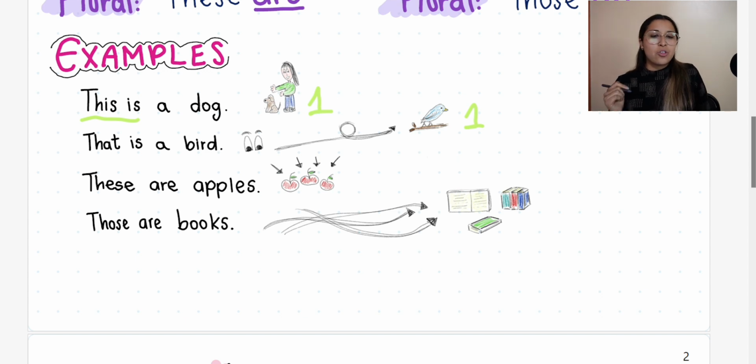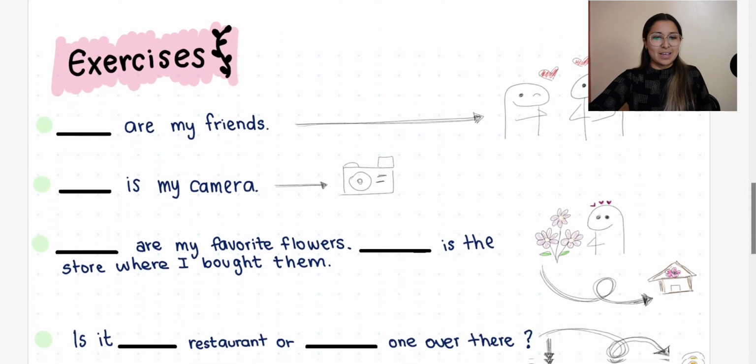And finally, those are books. Books. I can look at the books. I'm saying, hey, those are books. I can point at them, but I cannot grab them, okay? So now we have some exercises and let's see if you can complete them correctly.